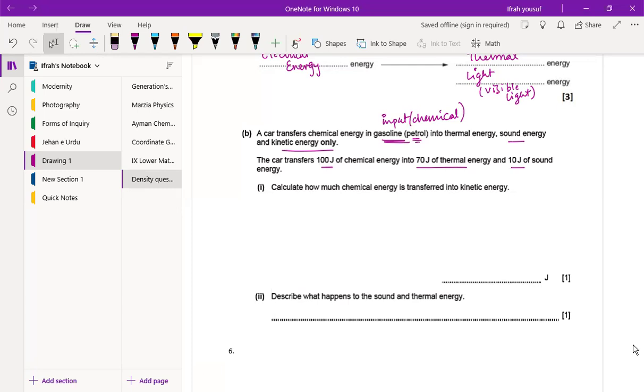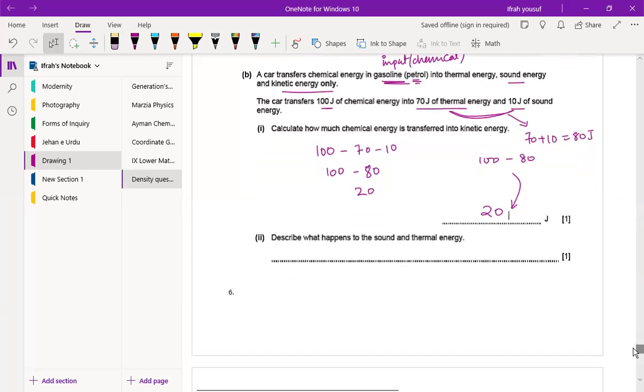So what do you think, how are we going to answer this question? As we know, the 70 and this 10 are going to be separated from 100. So what can we get? 20 joule, right? Because these two energies we can add, that is 70 plus 10, that will make 80 joule, and we can subtract it from 100. Okay, we can get it. Is this clear now? Yes.